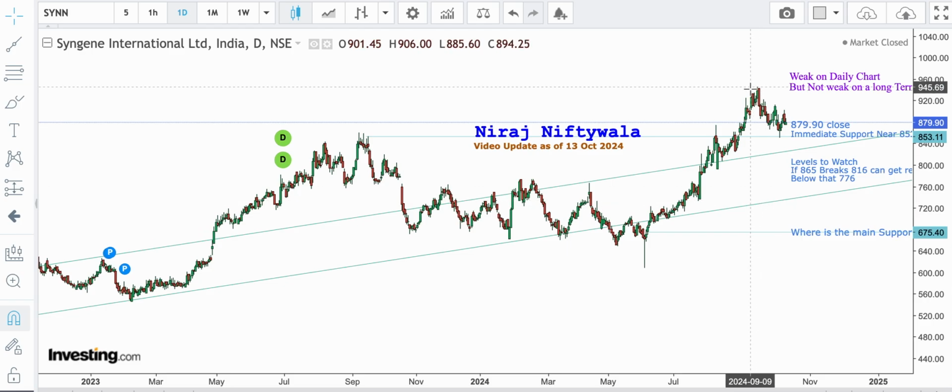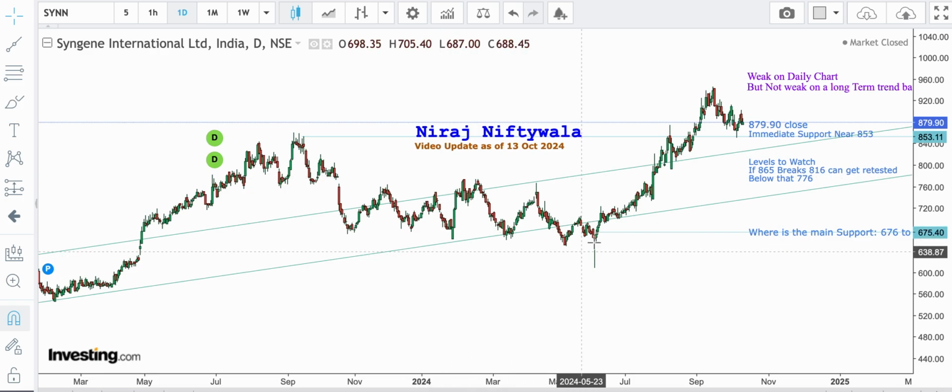To me it looks like a very strong chart. It doesn't look like a chart where you should be worried about as to what will happen. Neither on a weekly basis, neither on a monthly basis does it look like there is any chance that this is a crashing kind of a stock. It is a buy on dip stock.